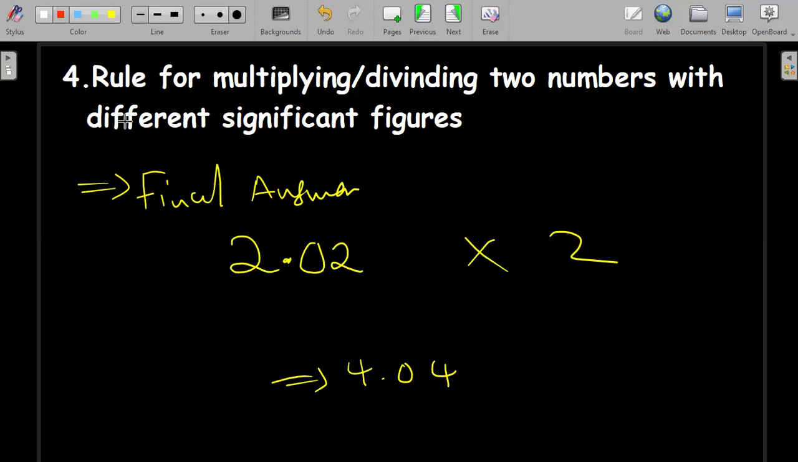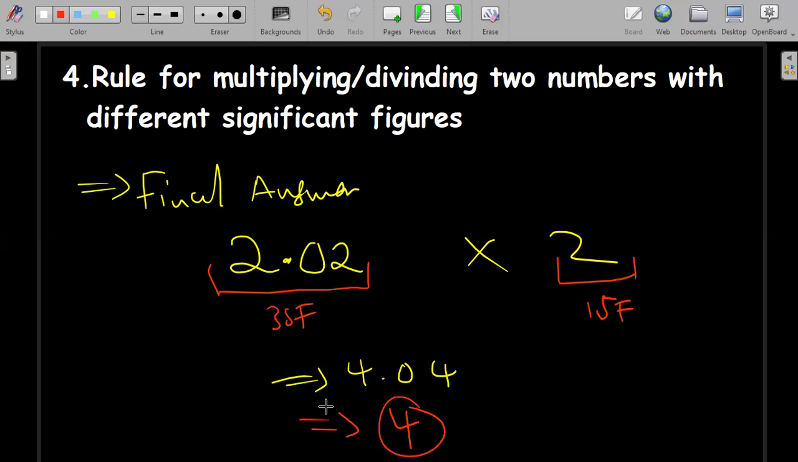The final answer should have the same number of significant figures as the number that had the least number of significant figures between the two numbers that you are multiplying. So this one here has 3 significant figures, but this one here has only 1 significant figure. So it means my final answer should be a number that has only 1 significant figure. When we round off, our final answer here should just be 4. So 4 is just 1 significant figure, the same as the number that had the least number of significant figures. So that's the rule that we use whenever we are multiplying two numbers that have different significant figures.